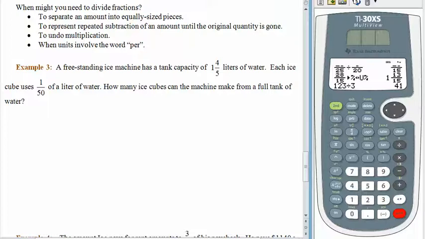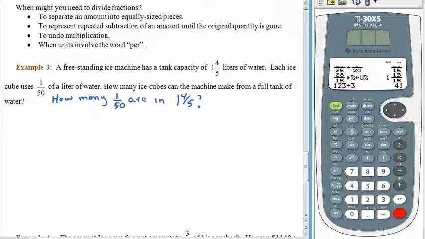So let's see what we have here. A freestanding ice machine has a tank capacity of 1 4/5 liters of water. Each ice cube uses 1/50th of a liter. And the question is, how many ice cubes can the machine make from a full tank of water? So what we really want to know is how many 1/50ths are in 1 4/5.